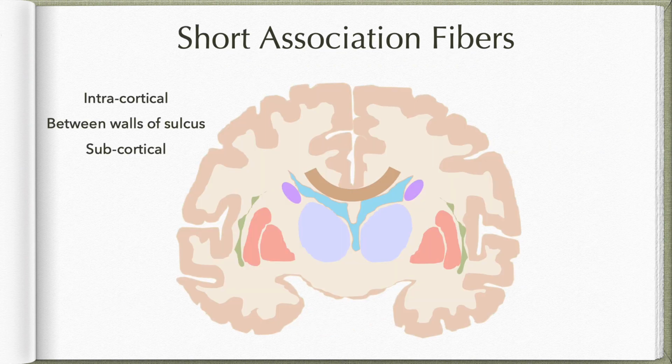Short association fibers can be intracortical, that is, they travel from one gyrus, they pass through the cortex itself and reach the destination gyrus. Or they may pass between the wall of the sulcus, that is, the fibers which have to go from the precentral gyrus to the postcentral gyrus, they will be passing through the wall of the central sulcus. Or they can be subcortical, that is, they start from the cortex, reach the white matter, and then go back to reach the destination gyrus. Now these are the only short association fibers which will be contributing to white matter.